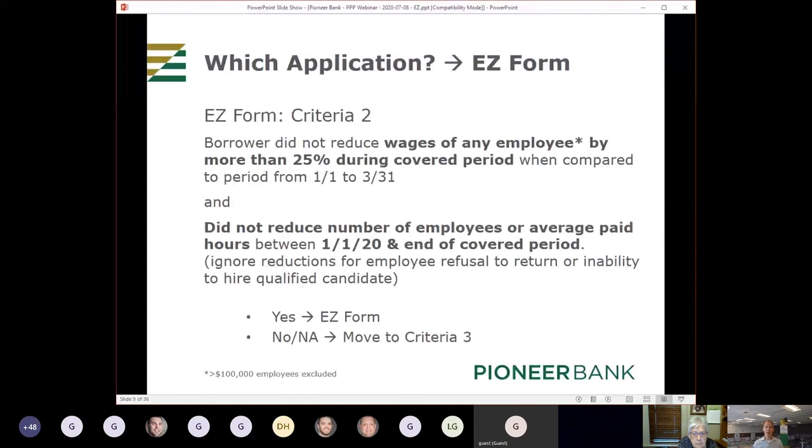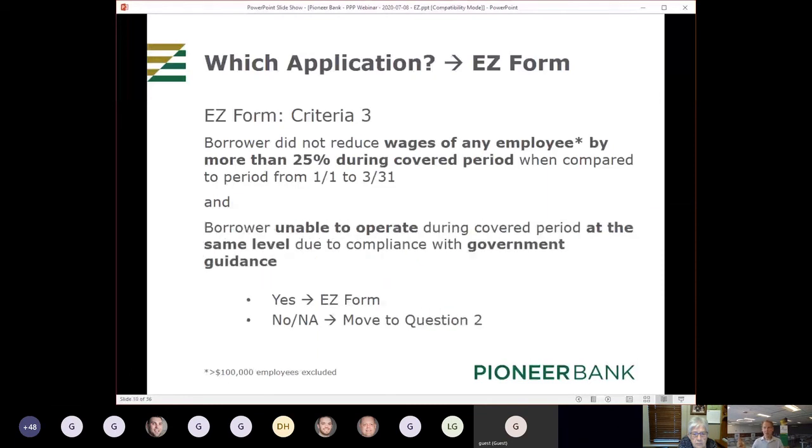This only applies if you adjust wages for employees who were making less than $100,000 and you drop their wages more than 25%. So basically, if you had a high paid employee, I guess you can adjust their wages down 25% and still be able to check the box to use the easy form. It's just that you can't reduce an employee who had a cash compensation of $100,000 by more than 25% and use the easy form.